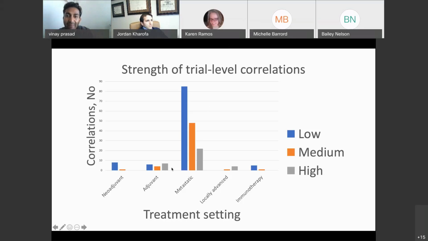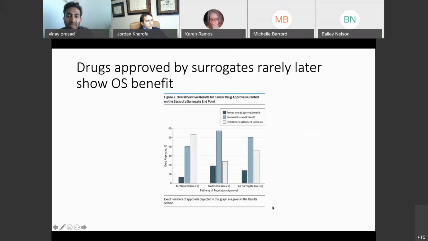And then the question is, of course, does it predict survival? So here's where we are. Generally it doesn't predict survival. One more thing here. If you approve a drug based on tumor shrinkage, or based on delaying PFS, in 5 years on the US market, does it ever show survival benefit?